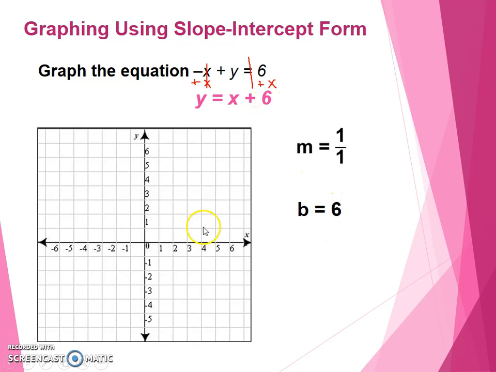Okay, so I'm going to graph my y-intercept up here at positive 6 first. And then a slope of 1 over 1 means I can either go up 1 and to the right 1 to create a positive slope, or I can come down negative 1, left negative 1, because 2 negatives make a positive. And again, from that point, up 1 to the right 1, up 1 to the right 1. And so once you have 2 points, then we can draw the line between them.